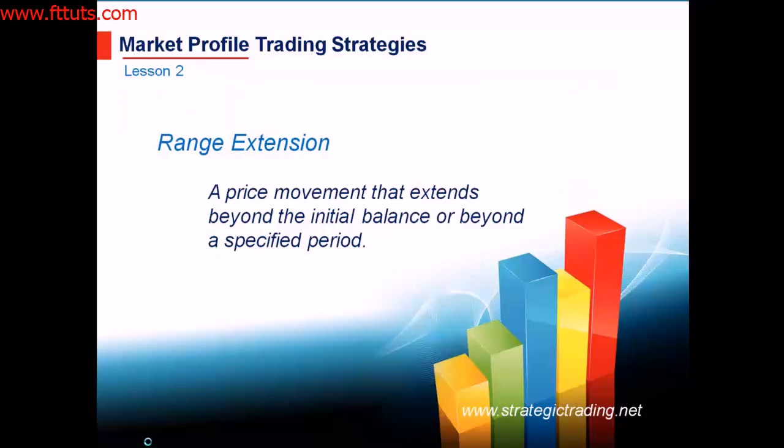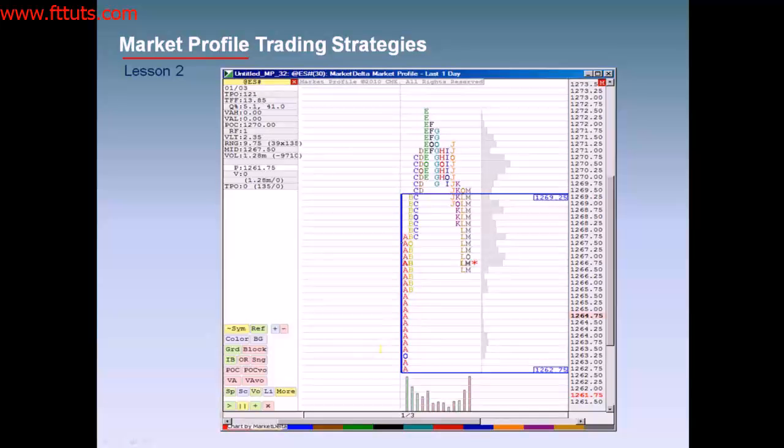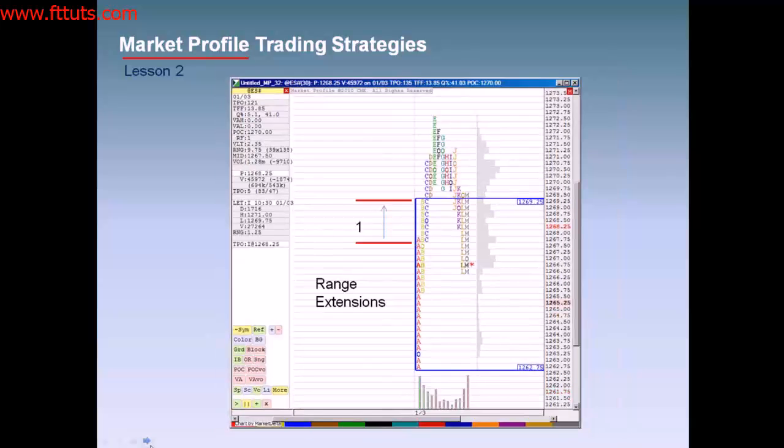Now let's take a look at them here and see if we can identify together some of the range extensions that we have. Well, it's the same profile that we've been looking at, and we've identified the low and the high of the initial balance, okay? But we haven't identified the range extensions. Let me identify them for you. Okay, our first range extension actually occurred after the first half hour.